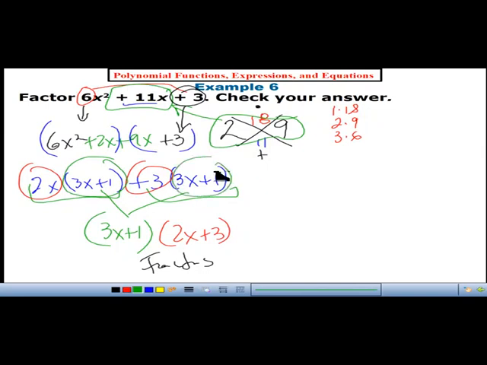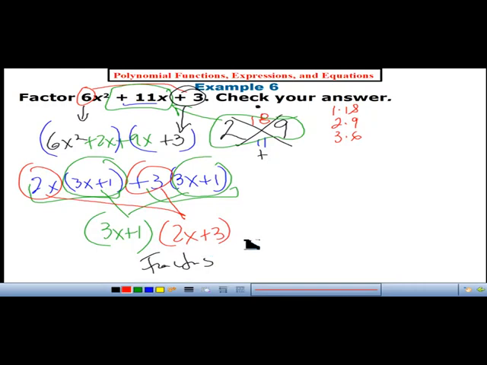3x plus 1, is that correct? So that becomes one factor. So we bring it down and only write it once. What's left over? The 2x and the 3x. That's why we write it like that.